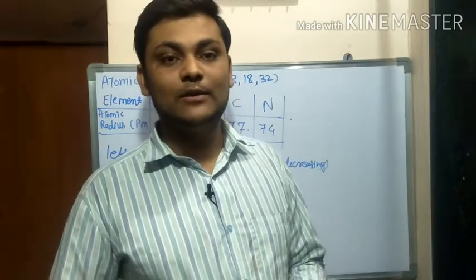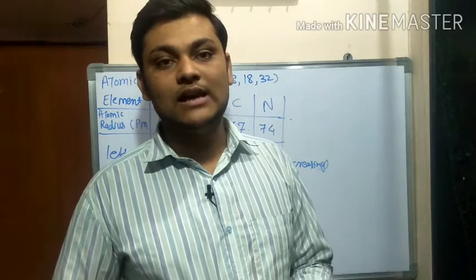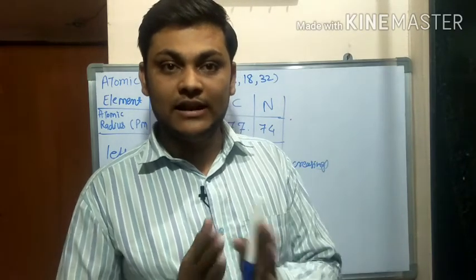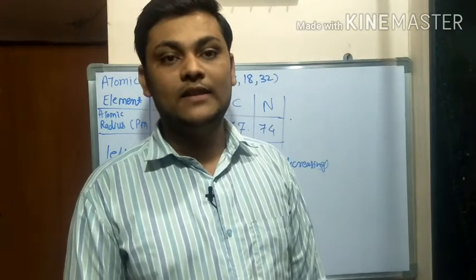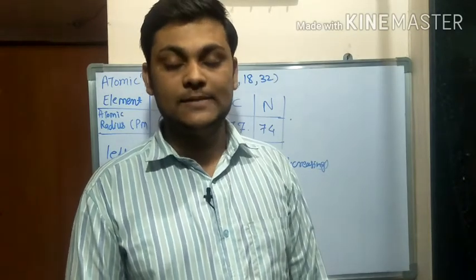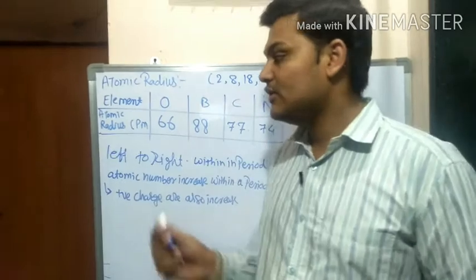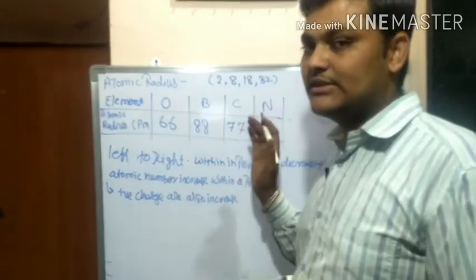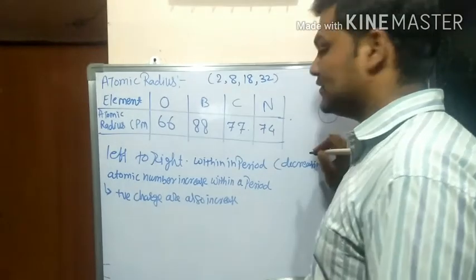Due to the increase in nuclear charge, the electrons are pulled toward the nucleus to a greater extent, and thereby the size of the atom decreases. I'll tell you why this happens. We know very well the nucleus is made of positive charges.